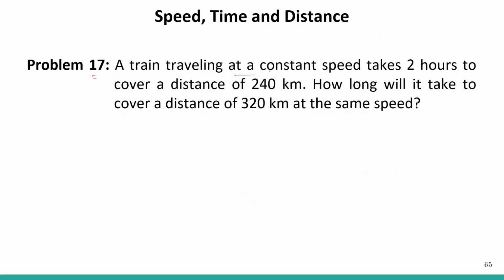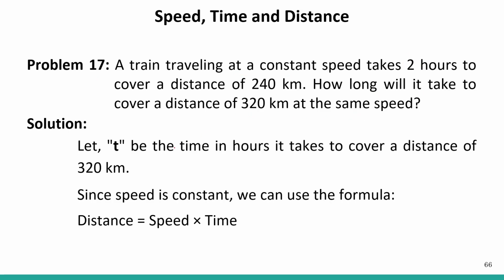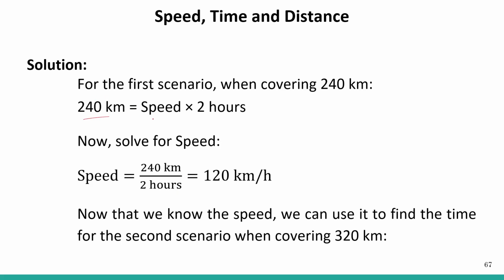So a train travels at a constant speed and takes 2 hours to cover a distance of 240 km. How long will it take to cover a distance of 320 km at the same speed? Okay. So let t be the time in hours it takes to cover the distance 320 km. So since the speed is constant, we can use the formula distance is equal to speed into time. So 240 km is equal to speed into 2 hours. So speed will be what? 240 km by 2 hours, that is equal to 120 km per hour.